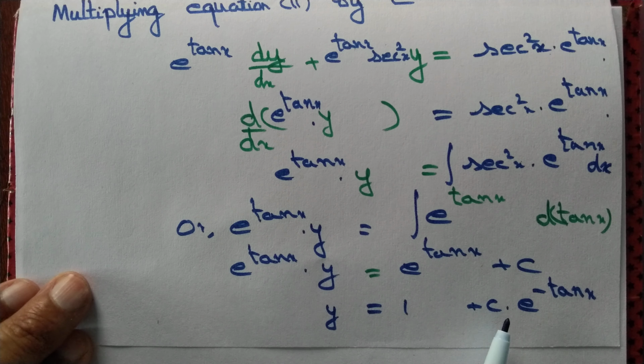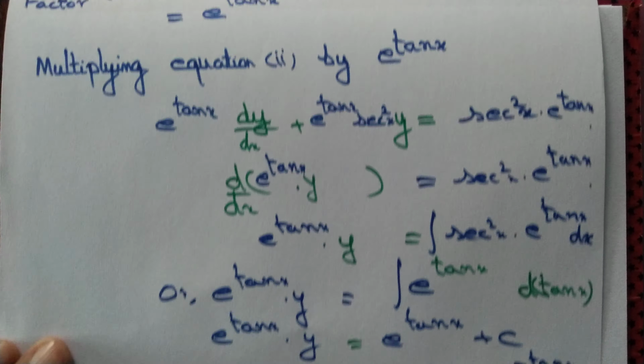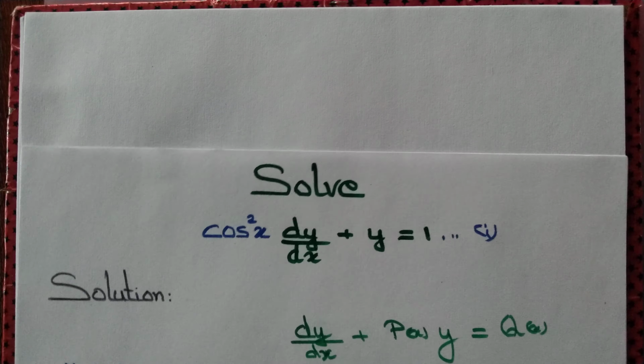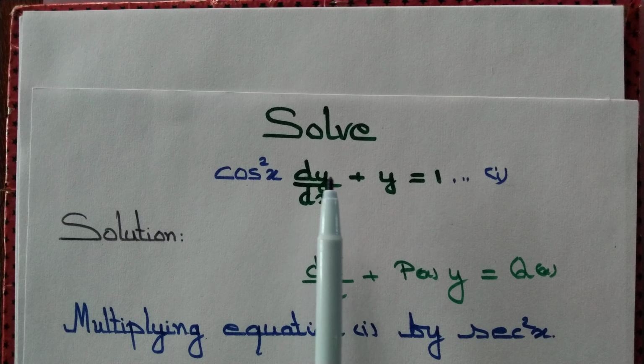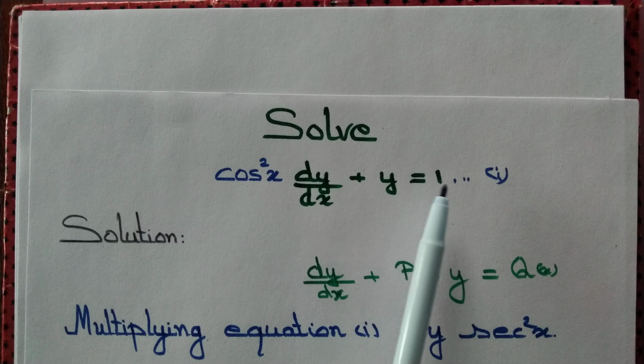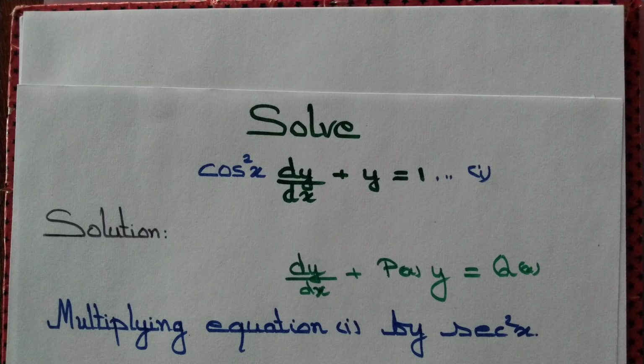If we choose c equal to 0, then y turns out to be 1. You can see that if I take y equal to 1, then the derivative of 1 is 0. So this is 0 and this is 1, 1 equals 1. Yeah, it's correct. For c equal to 0, you can verify it so easily.